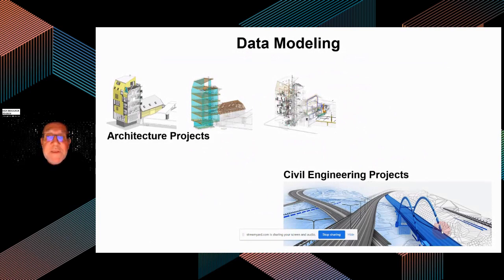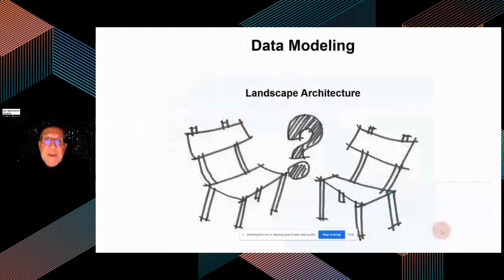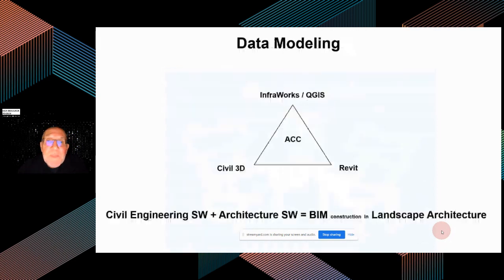All over the world, there are architecture projects and civil engineering projects with different players being involved, not only architects or civil engineers, but also MEP people, surveyors, etc. And we as landscape architects are involved in both areas, in architecture projects and civil engineering projects, and basically sit between the two chairs. Sometimes we're closer to architecture, sometimes we're closer to civil engineering, depending on the country. And how can we deal with this challenge? We need to know about civil engineering software, and we need to know about architecture software. And in my opinion, we can only do BIM for construction landscape architecture if we can handle both software worlds. So that's what I'm teaching in Rapperswil at my university.